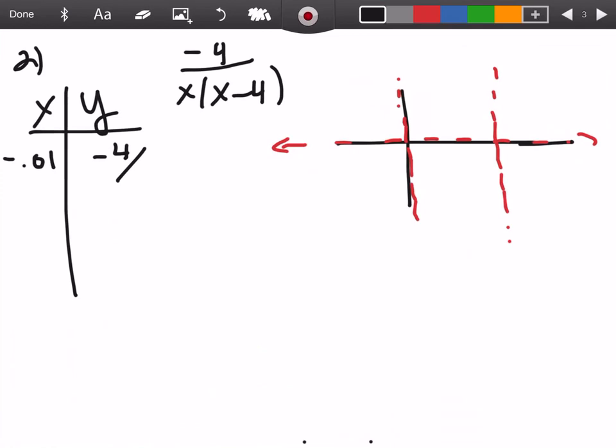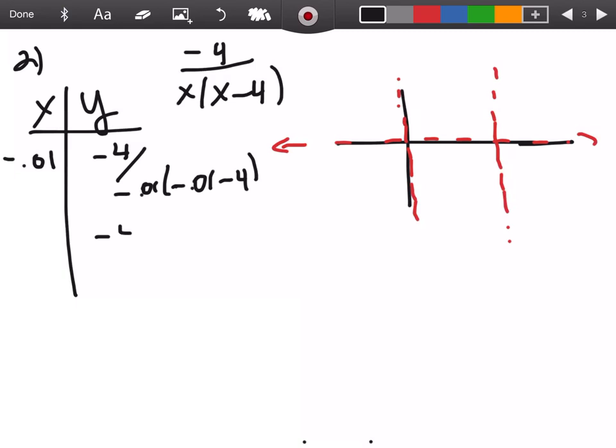I want a -0.01 on the outside. On the inside, I'm having -0.01 minus 4. So it's going to be a negative 4.01 times a 0.01, which will make it even smaller. And it's going to be a negative times a negative times a negative. So it's going to stay negative in the end.